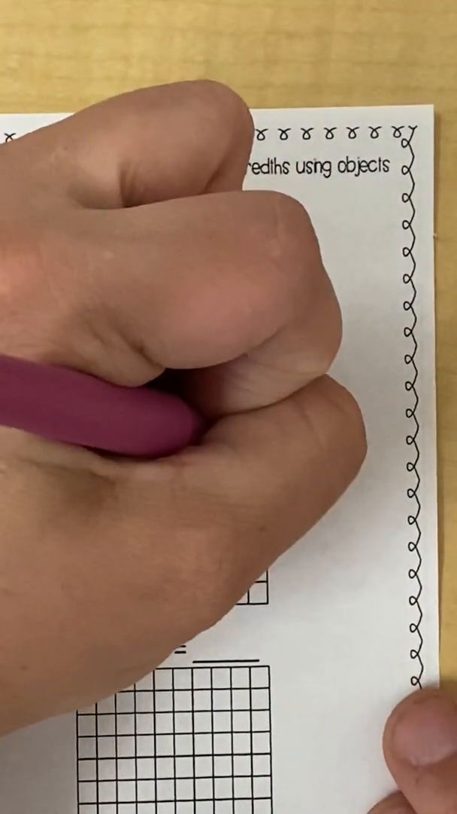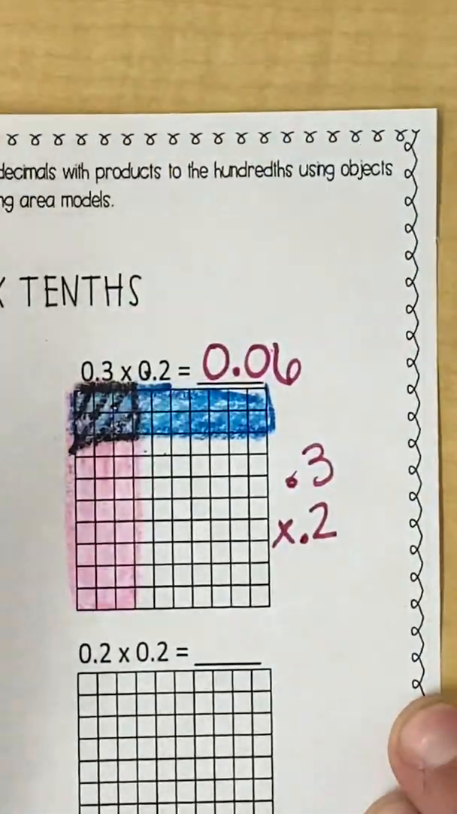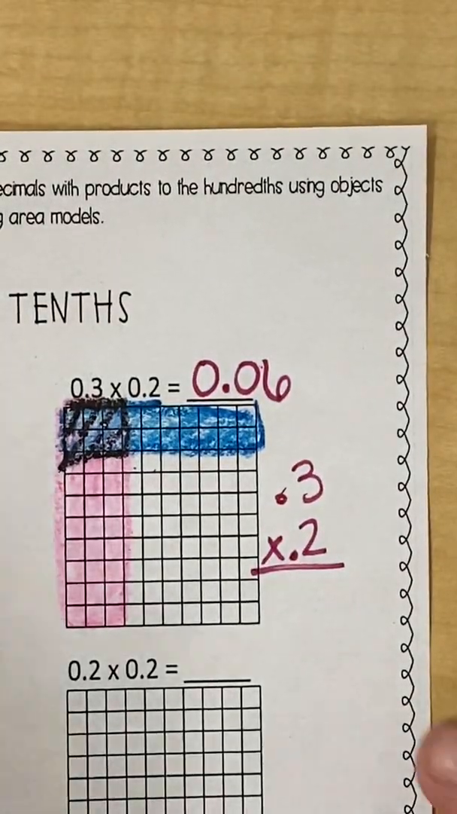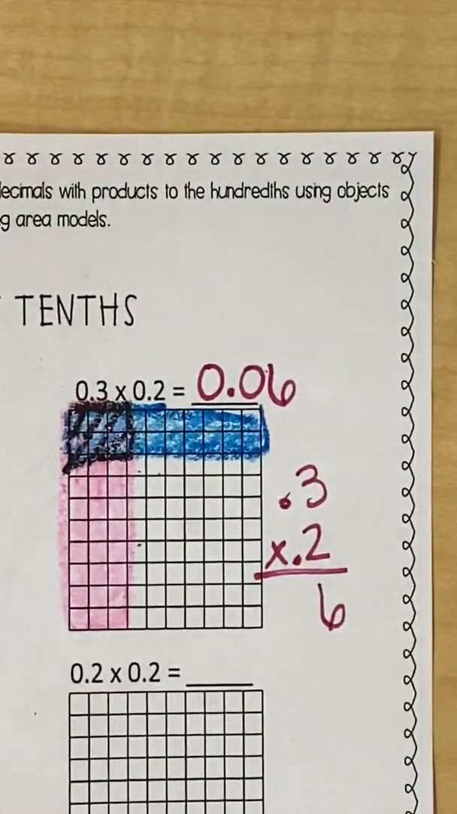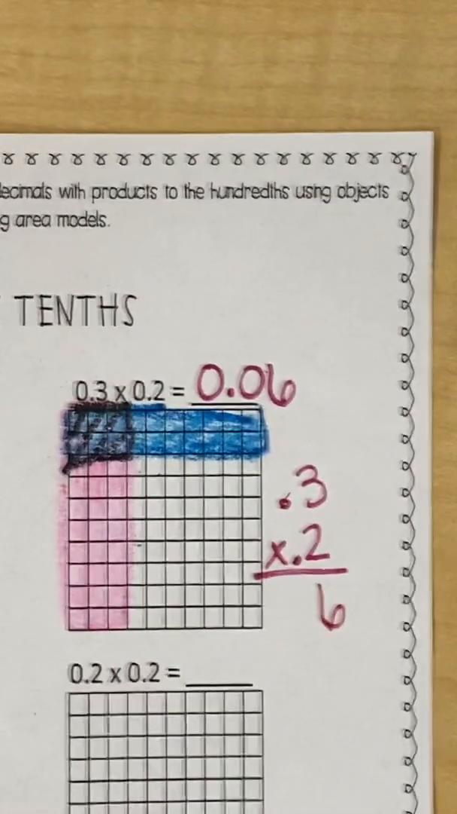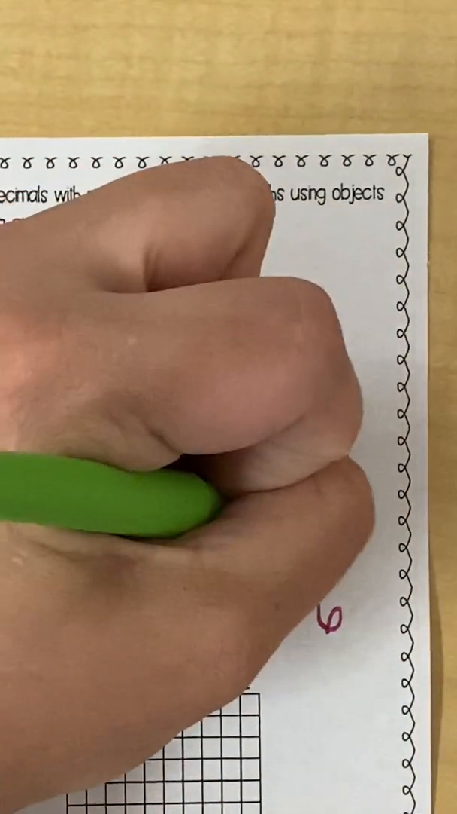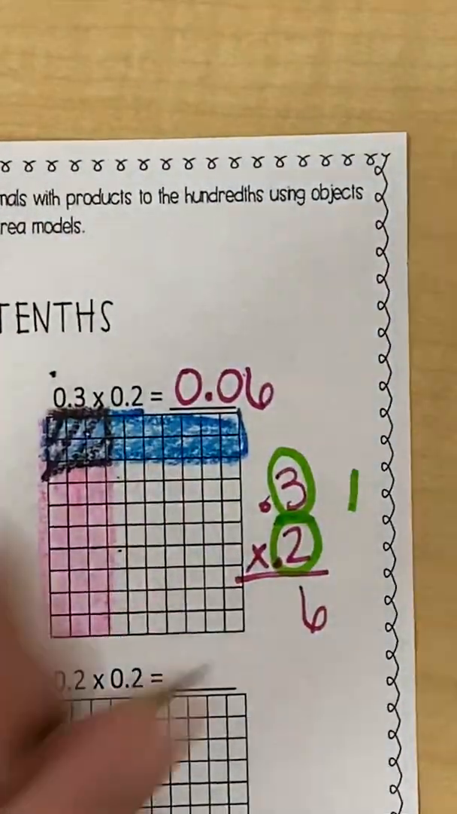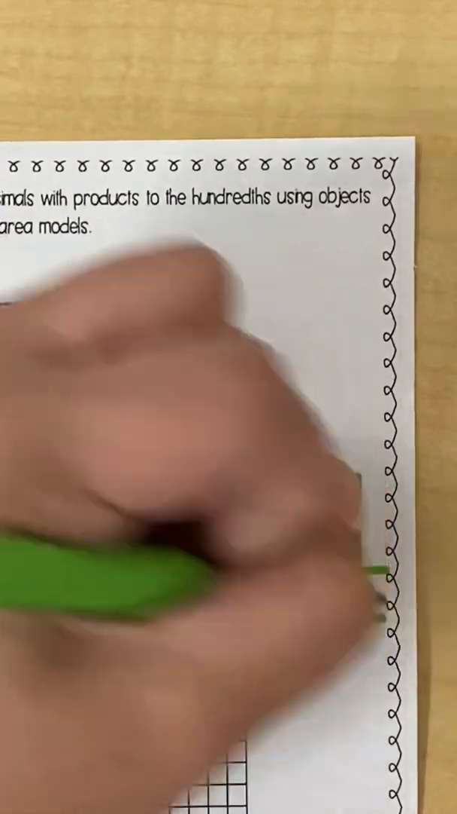So I have 3/10 times 2/10. Now I took the zeros off of this problem just to show you how it can be done. 3 times 2 is 6. All right, so I'm going to stop there. Now I need to count up my numbers behind my decimal points. So I have 1 on this line, so there's a 1. I have 1 on this line, so there's a 1. 1 plus 1 equals 2.